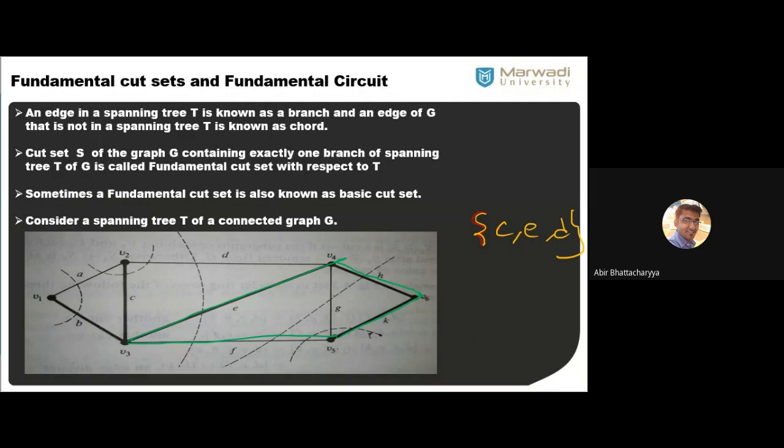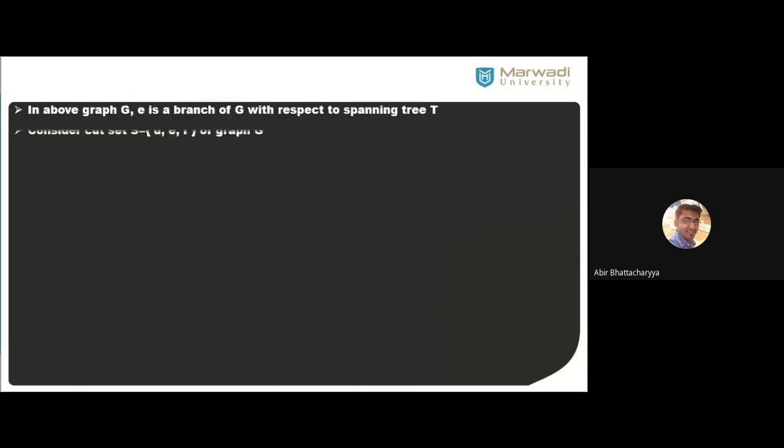In a fundamental circuit, one single chord is there. Only one single chord is there. Apart from that, all are branches.